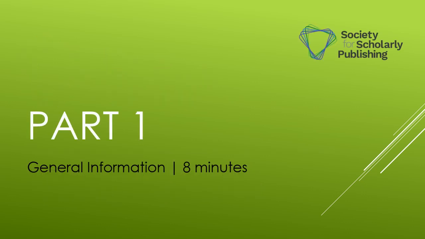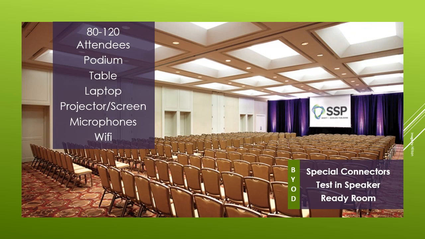Let's start with some basic information about the room setup and what technology will be available. Generally, the rooms are set up theater style, meaning long rows of chairs and no tables. Each room holds 80 to 120 attendees. There will be a table in the front for the speakers, a podium with a laptop, a projector, and a screen. There will be a microphone at the podium, as well as microphones at the table for the Q&A. There may also be a microphone in the aisle for attendees to ask questions.